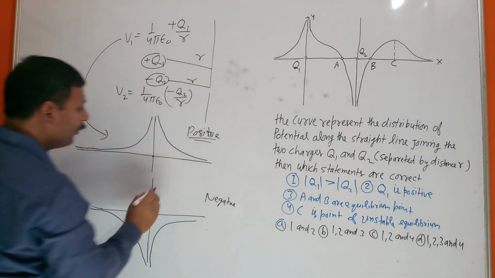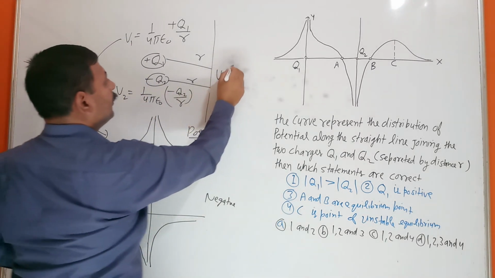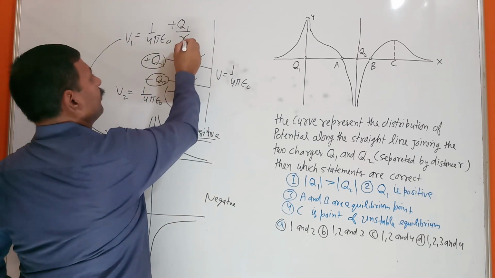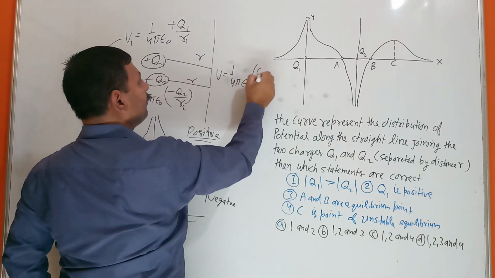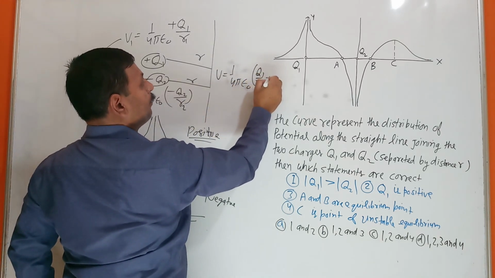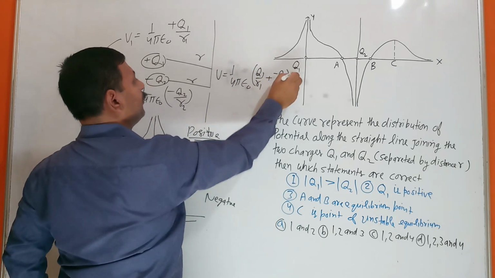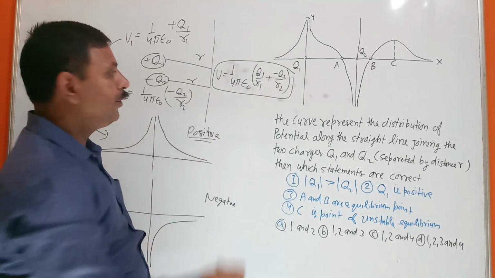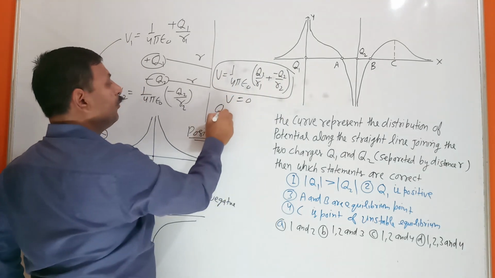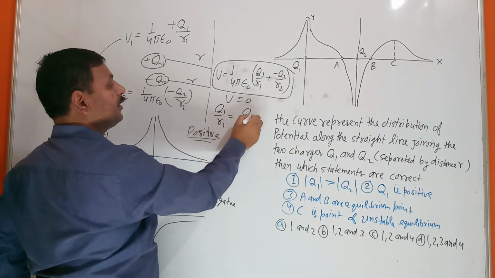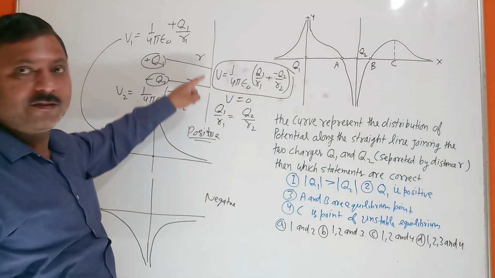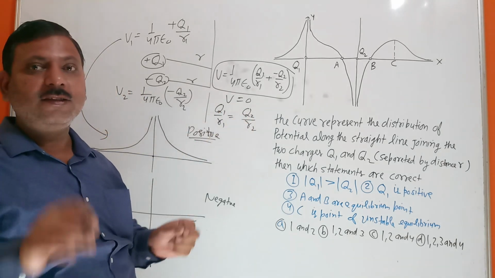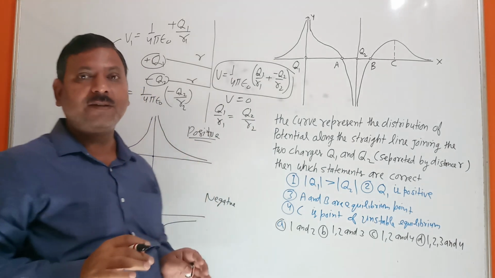So V is equal to 1 upon 4 pi epsilon due to both these charges. Suppose this distance is R1, this distance is R2. So that is Q1 upon R1 plus, it will become minus, Q2 upon R2. So here you can see, if V is equal to 0, potential at any point is 0, this means Q1 upon R1 is equal to what should it be, son? Q2 upon R2. So which charge is greater? Its distance is greater. Which charge is smaller? The distance of the point from that charge is smaller.